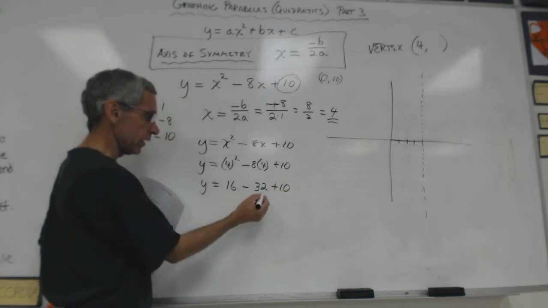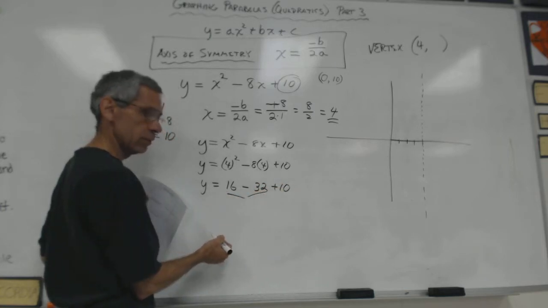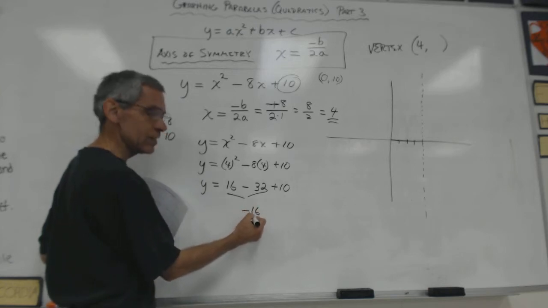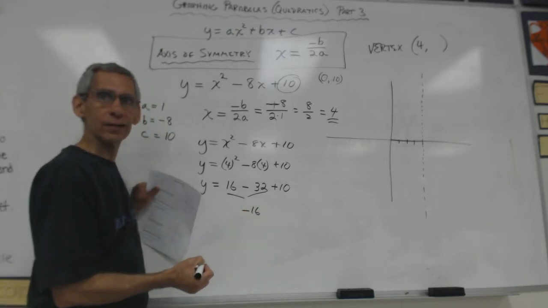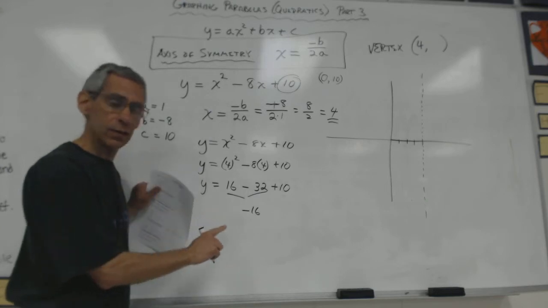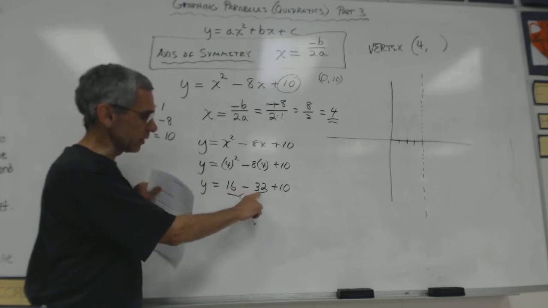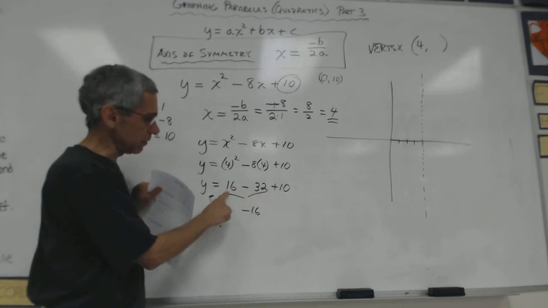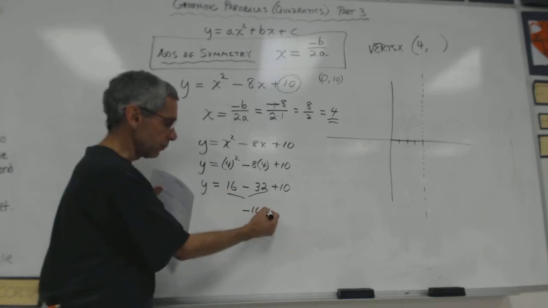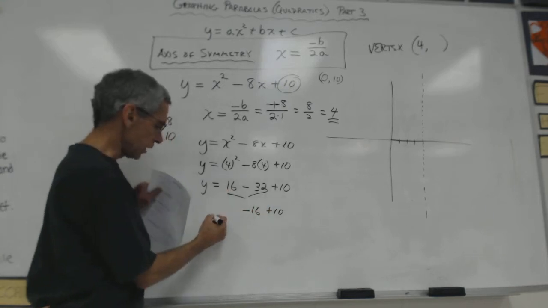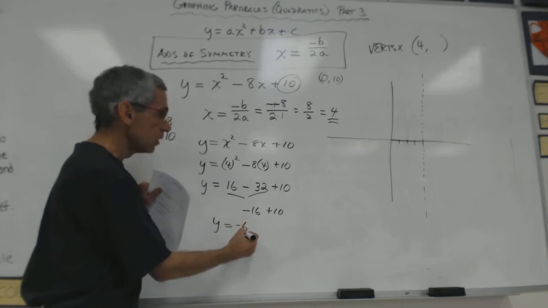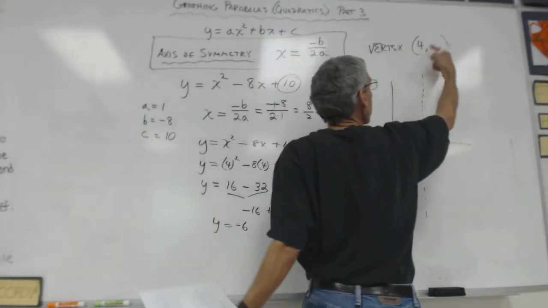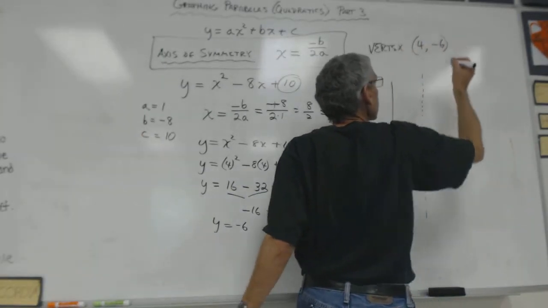Okay. Now what is 16 minus 32? Negative 16. That's interesting. This is a pattern that you're going to see a lot of. 16 minus 32 ends up to be negative 16. Interesting. And then plus 10 is negative 6. So y is equal to negative 6. So my vertex is 4 comma negative 6.